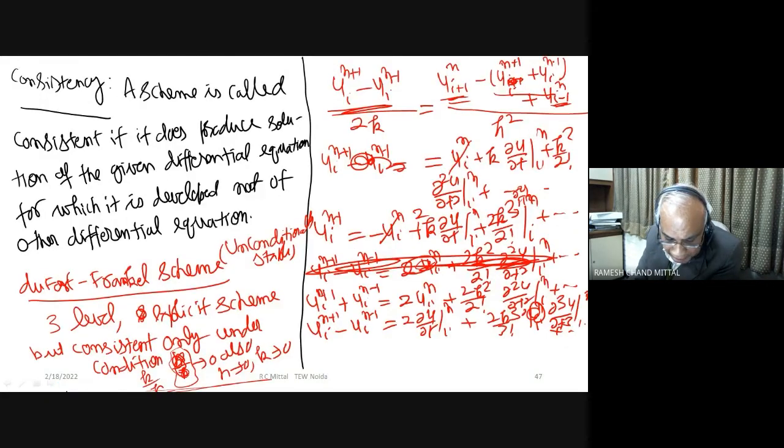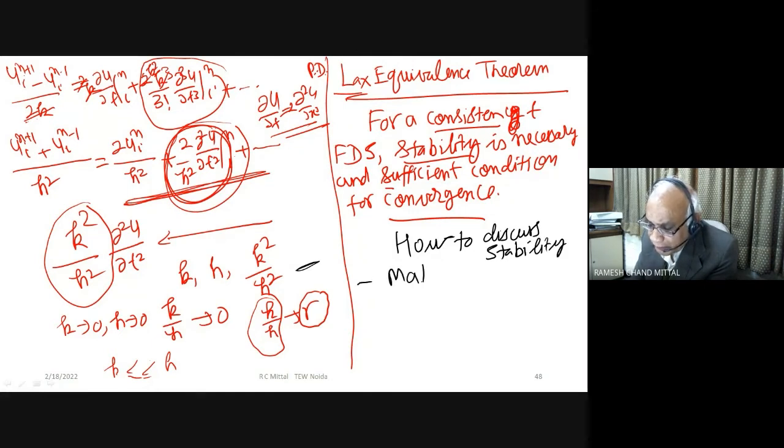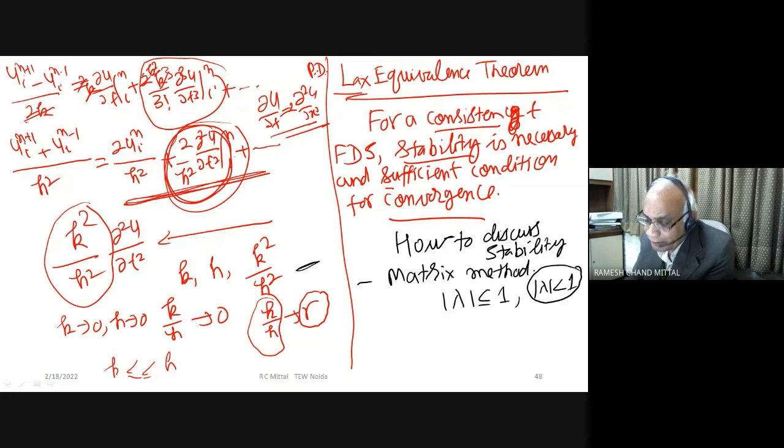But if I do my actual analysis, then how to discuss stability? There are two ways. One is the matrix method. Form the system of linear equations, find the eigenvalues, and my eigenvalues should all be less than one. So the maximum eigenvalue should be less than one. That's what it says. The second is the Fourier series method.